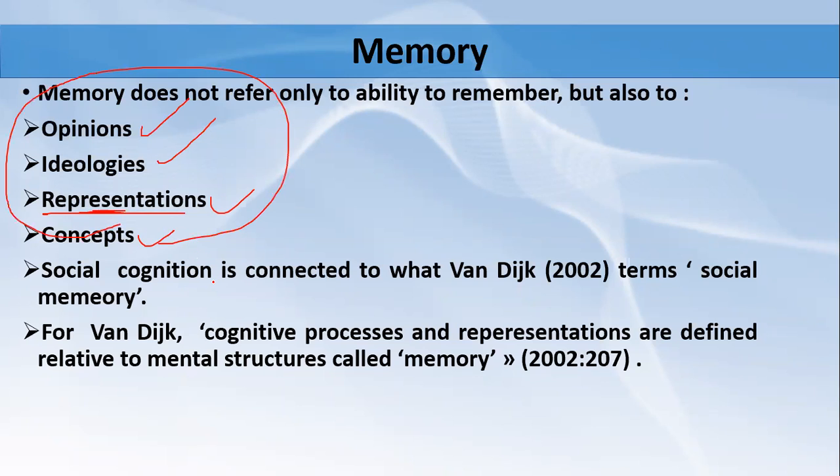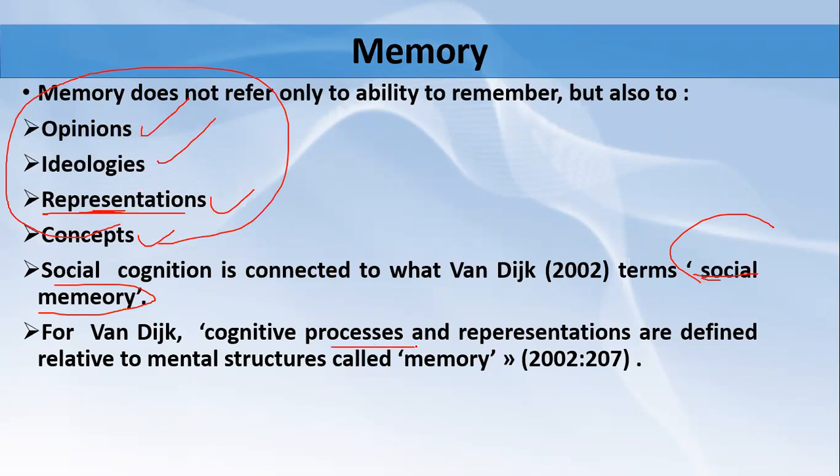Now, social cognition is connected to what Van Dijk terms social memory. We have got two types of memory. One is personal memory, another is the social memory. Episodic memory and semantic memory. So I'm providing you just a background. These are the things we are going to discuss. Now, social cognition is related to our social memory, while personal cognition, personal concepts, they are related to our personal memory. Now, what is meant by personal memory and the social memory? These are the things we are going to discuss.